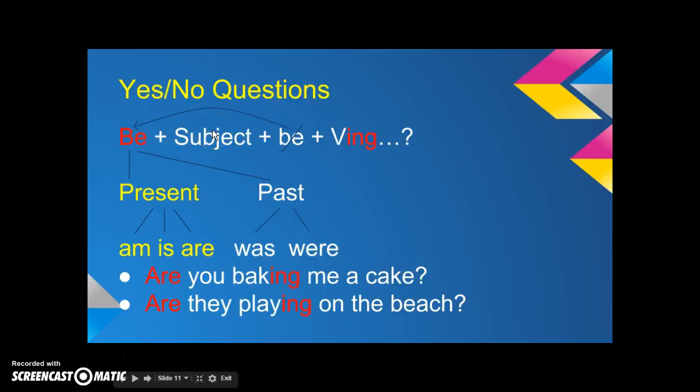Yes, no question. Also very simple. The basic formula was subject plus be plus the main verb and ing. Now the be moves to the beginning of the sentence. And again, of course, be depends if we are in the present or in the past. So, if a positive sentence would be, you are baking me a cake, now, to ask a question, the be moves to the beginning of the sentence, and we say, are you baking me a cake? Are they playing on the beach? Very simple, right?